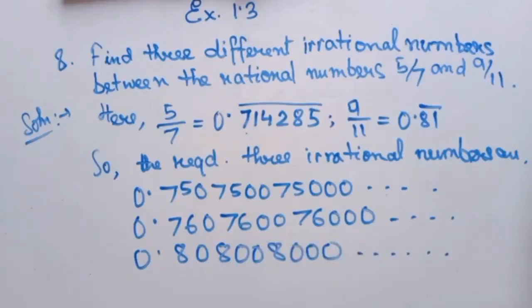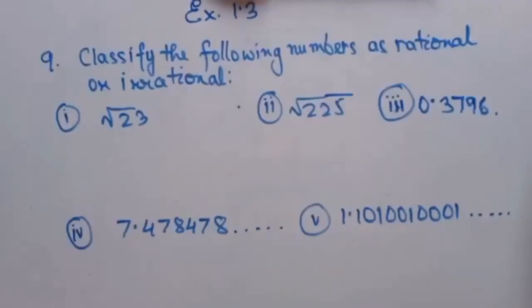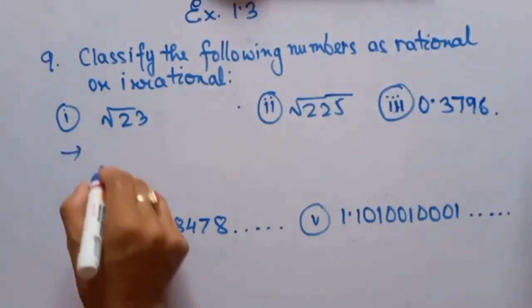You can write your own different irrational numbers. Next, exercise 1.3, question number 9. Classify the following numbers as rational or irrational numbers. So in question number 9, you are given some numbers and you are to identify whether the given numbers are rational or irrational. So in Roman number 1, root 23. Root 23 is an irrational number.